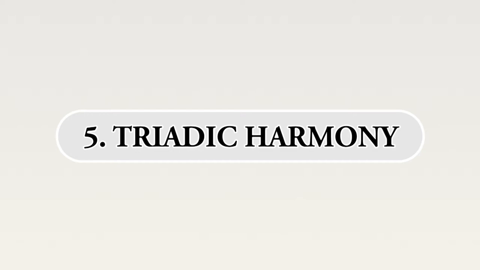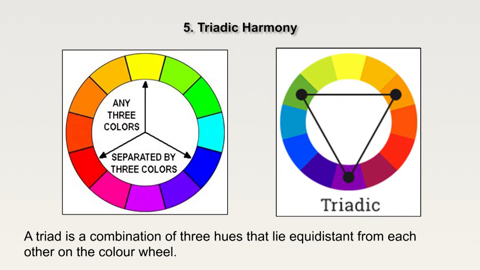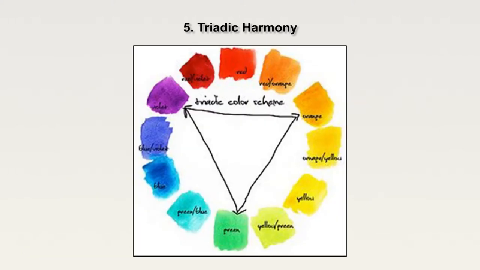Triadic color harmony. A triad is a combination of three hues that lie equidistant from one another on the color wheel. The image here depicts a triadic color scheme that comprises of violet, orange and green.